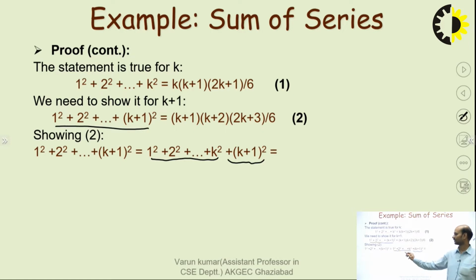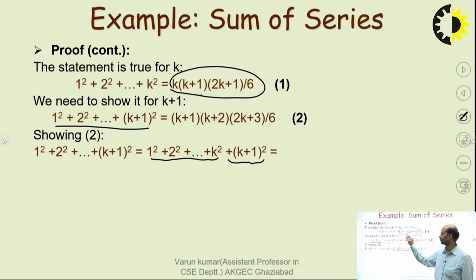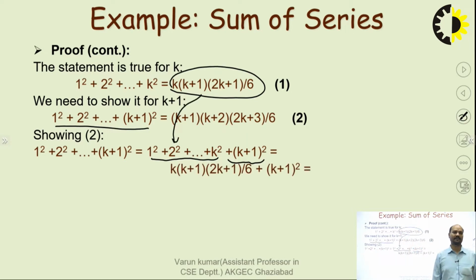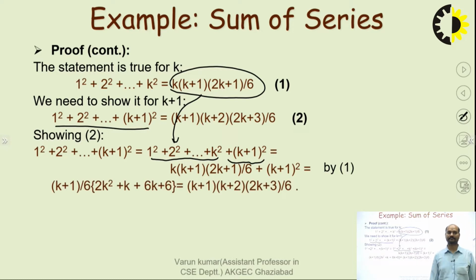For the first part, we have assumed that this value is true, so we substitute in place of this. Then we place k(k plus 1)(2k plus 1) divided by 6 plus (k plus 1) whole square. What is the common factor in between these? That is k plus 1, and divide by 6.